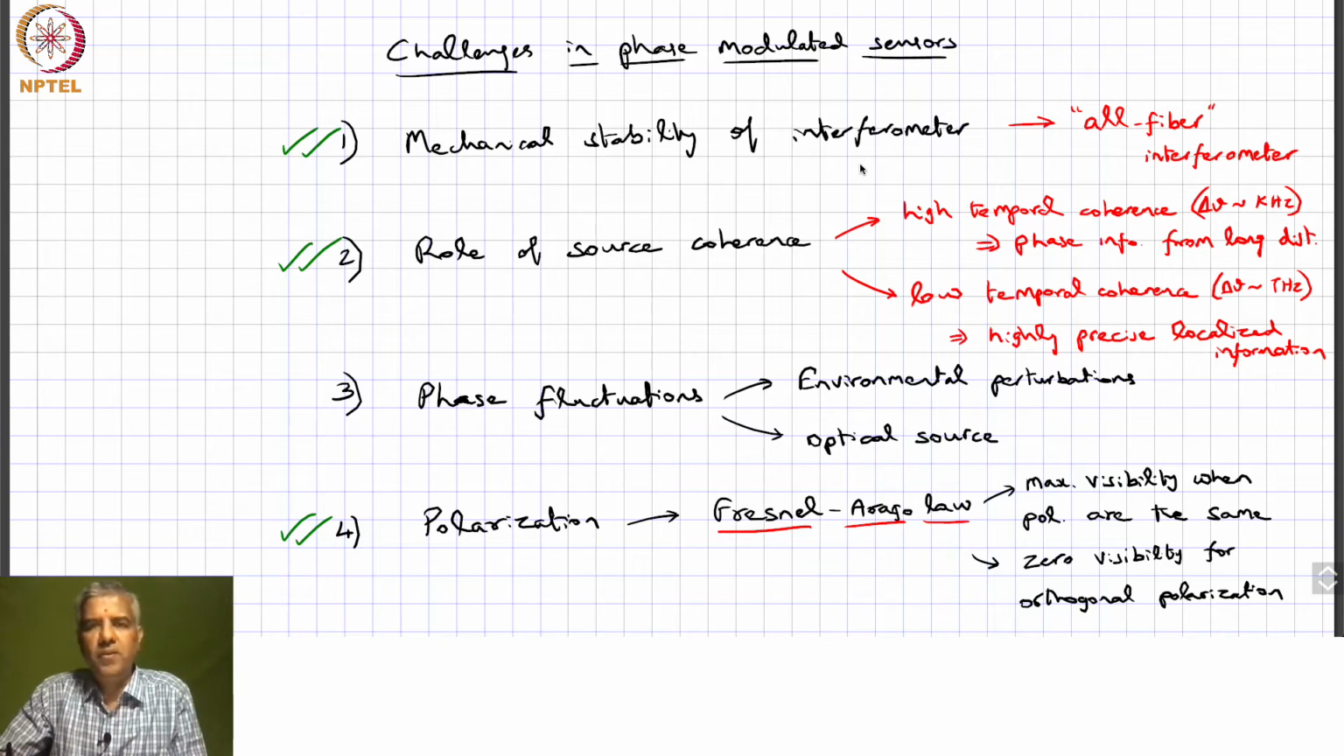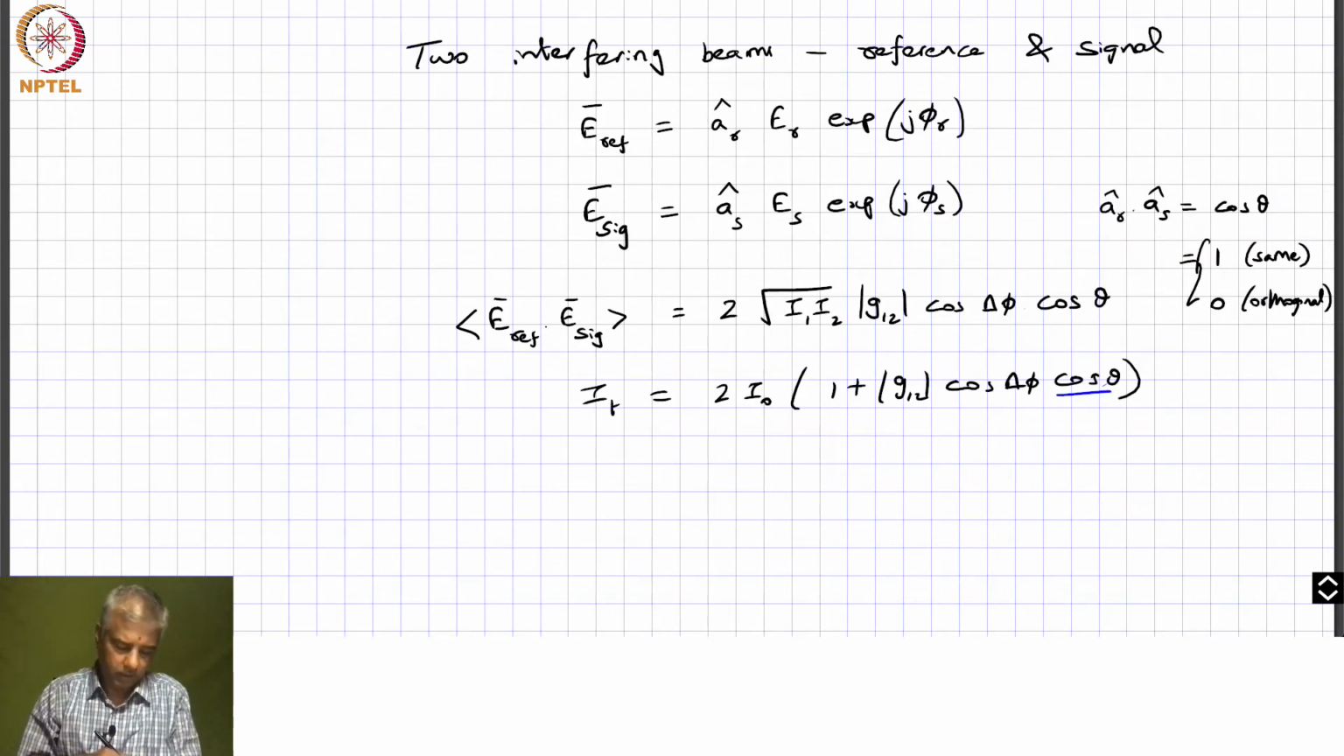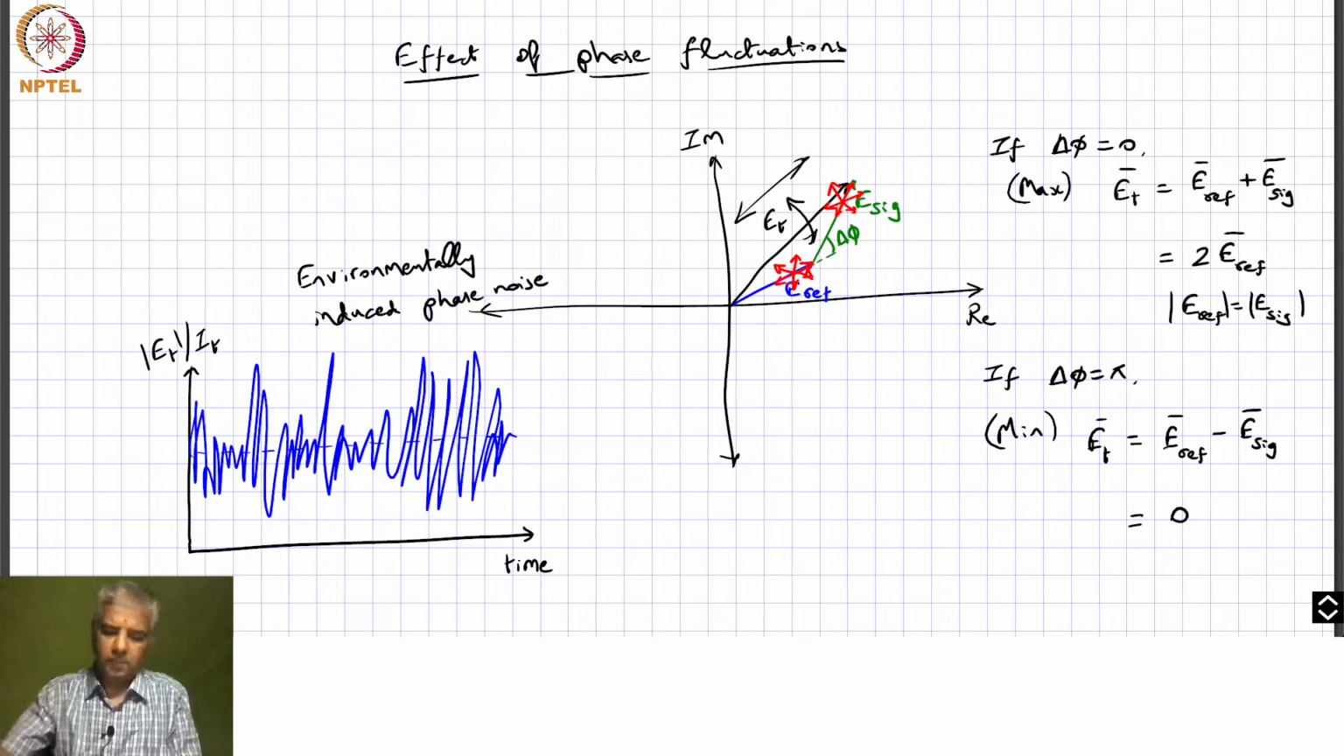Hello, we've been looking at the challenges in phase modulated sensors, and in the past few lectures we looked at mechanical stability of the interferometer, then the role of source coherence, and then the role of polarization. And just in the last lecture we started looking at phase fluctuations, phase noise if you may, due to environmentally induced perturbations.